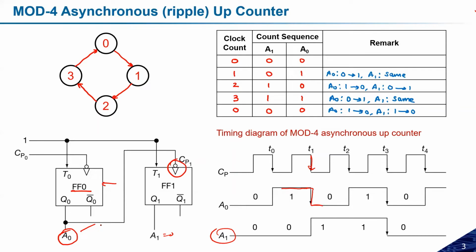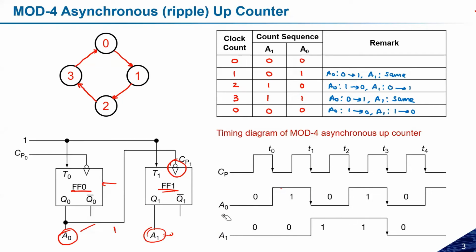Previously A0 was 0, and now A0 is 1. Because A0 is changing, it will act as a clock pulse for flip-flop 1. So when this negative fall comes, A1 will change its state from 0 to 1. So this is how they are changing.